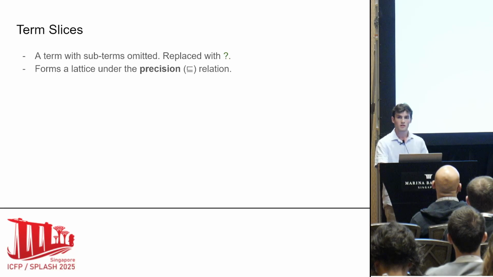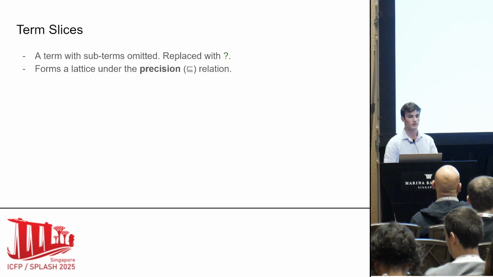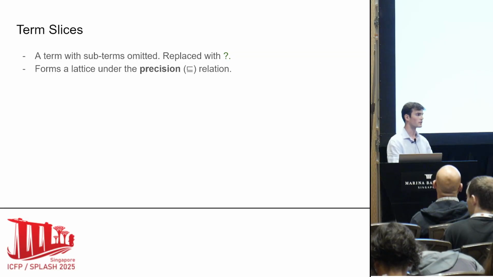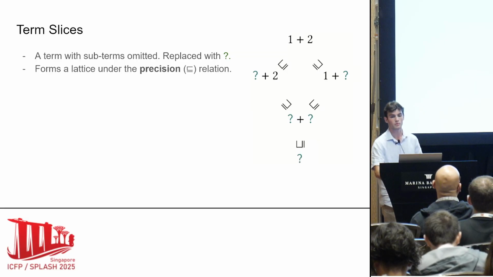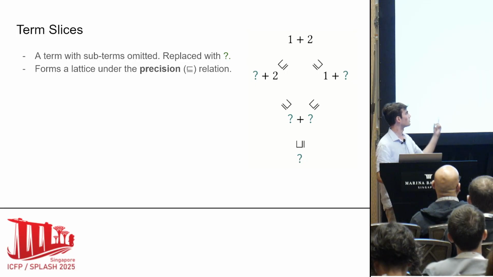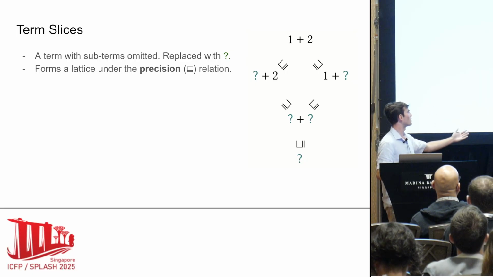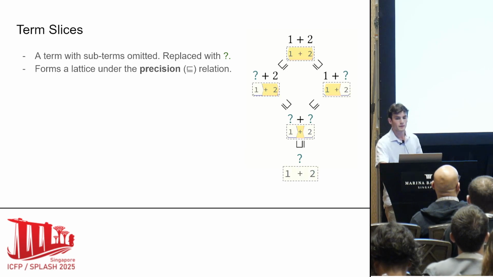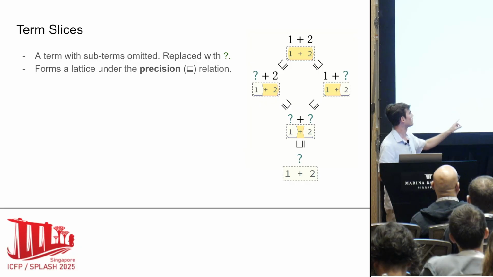And you can define a precision relation on this, saying if I omit part of a term, it's less precise. So for example, I have 1 plus 2, I can omit the 1, and then I can omit both, and they're all progressively less precise. And importantly, that corresponds with highlighting the parts that are not omitted.